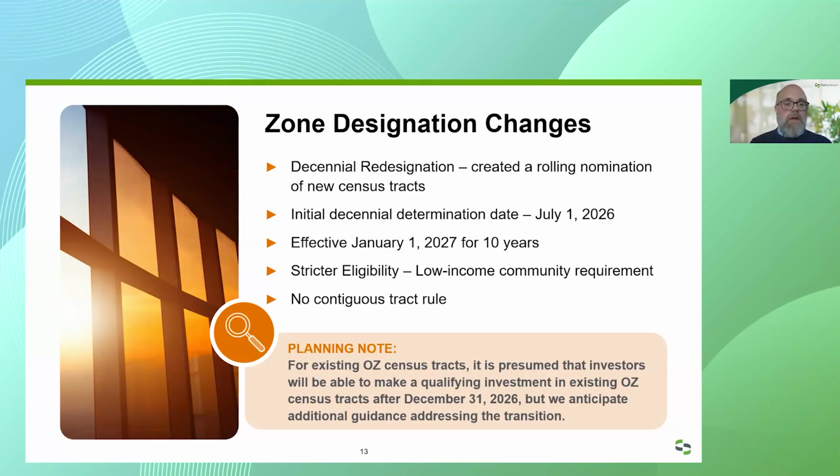That's the presumption. I think it's a safe presumption. But we're also going to be dependent on additional guidance from Treasury to confirm that. So there's going to be this transition period where hopefully sometime soon we'll get some guidance from Treasury as to whether version 2.0 investments can be made in version 1.0 census tracts. And so hopefully we'll get that soon.